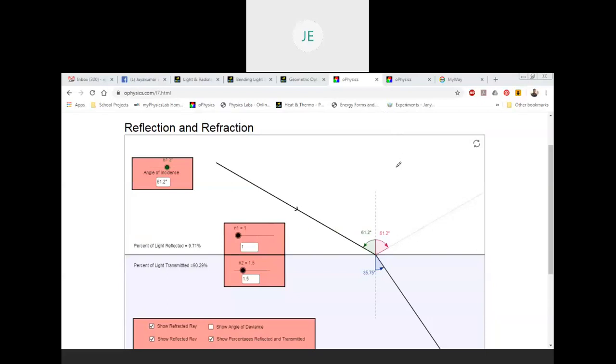Now we are going to learn refraction, how it takes place when light passes from one medium to another medium. This is medium 1 and it is medium 2. So the light is traveling from medium 1 to medium 2.